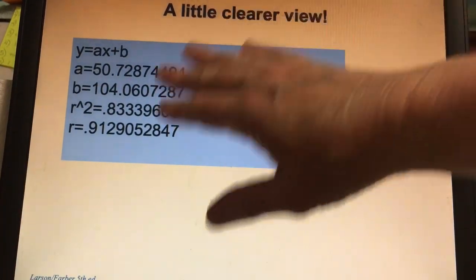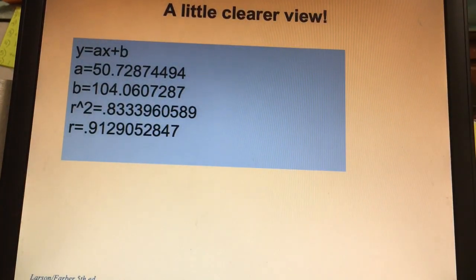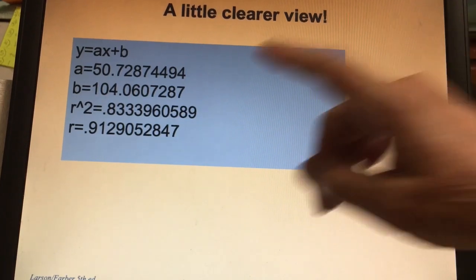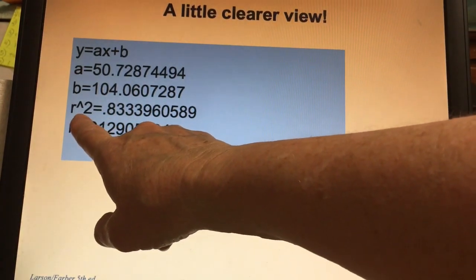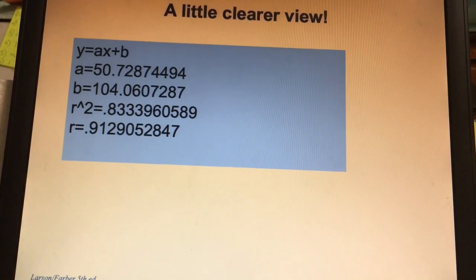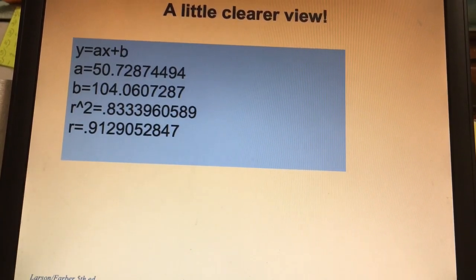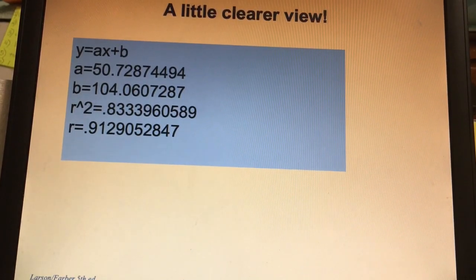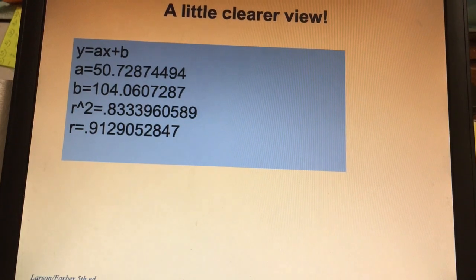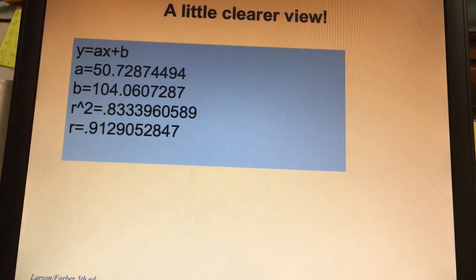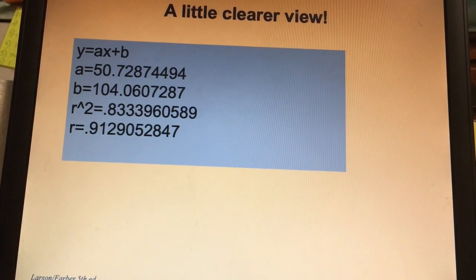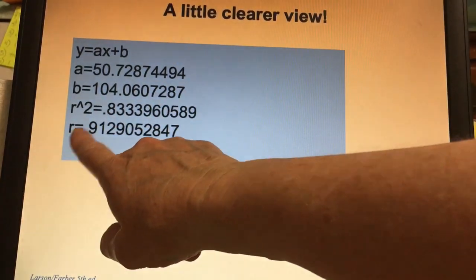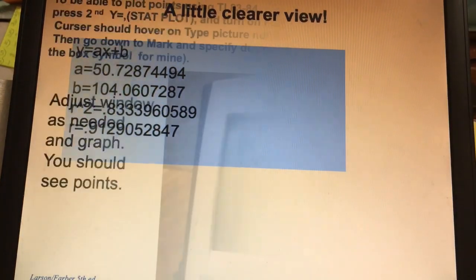This is a little bit clearer view where I went through and did them for you. The R squared we're not going to mess with right now, but the R squared is something that you would do if you were going into 10.3 and 10.4, which is beyond the scope of this course. The big thing you need to know is that your R is your correlation coefficient.